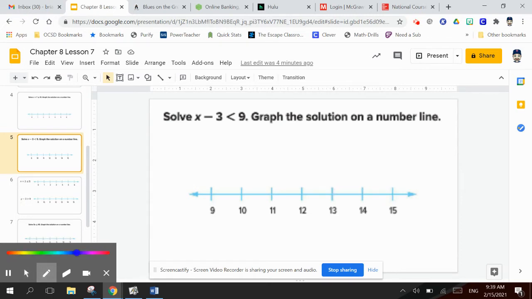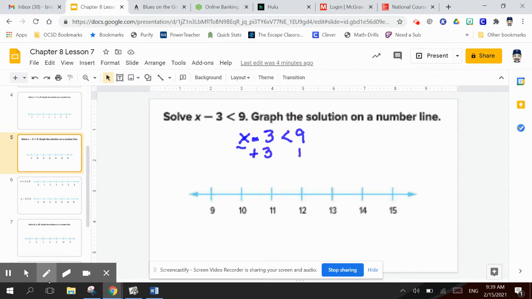When I look at the next one, solve x minus 3 is less than 9. Graph the solutions on a number line. So again, the same thing. x minus 3 is less than 9. So to get my x variable all by itself, I have to do the opposite of subtract 3, which is to add 3 to both sides of my inequality.